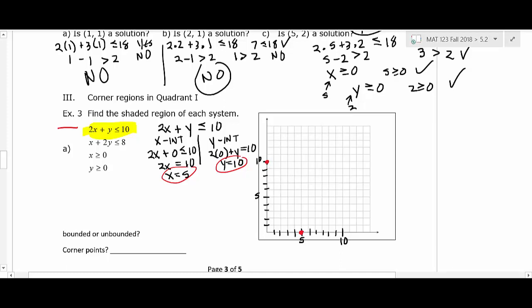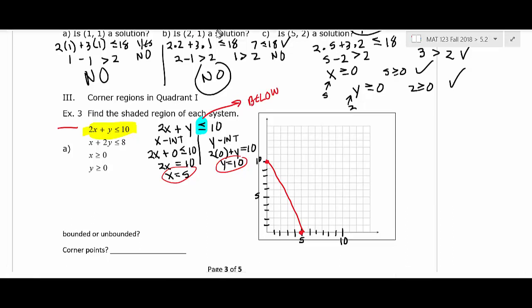Now you have to remember these things we talked about last week. If that's less than or equal to, is it solid or dashed? Solid. If that wasn't there, then it would be dashed. So you want to make that a solid line like that. Just go ahead and connect that into a solid line. The other thing you want to know is this is a less than. Since it's less than, you're going to shade below.